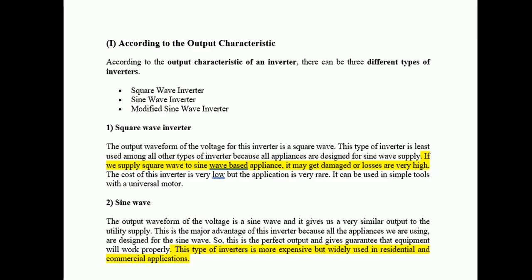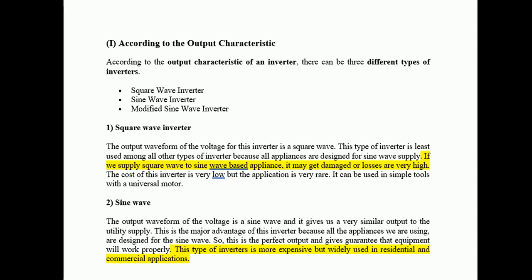Okay. Now according to the output characteristics, the first one is the square wave inverter. A square wave inverter will produce a square wave from the DC. I already discussed in class that the square wave is the most polluted wave in electrical engineering. Like the air pollution we have, in electricity we have electric pollution. That pollution is in terms of harmonics. So the square wave has the maximum harmonics in it.